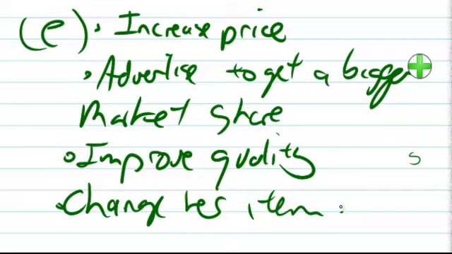So she can increase her price a little bit if she needs to, but because hers are cheaper, she needs to sell more, so hers have to be more attractive. So what she might need to do is advertise to get a bigger market share so she can still sell these things.